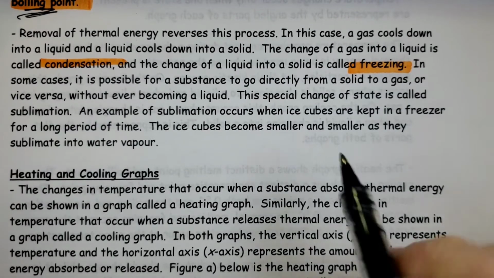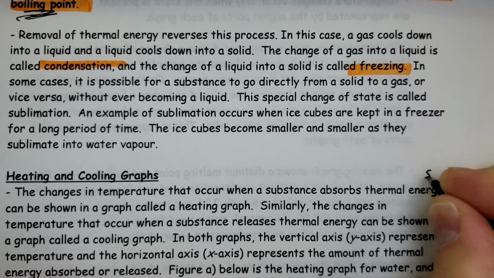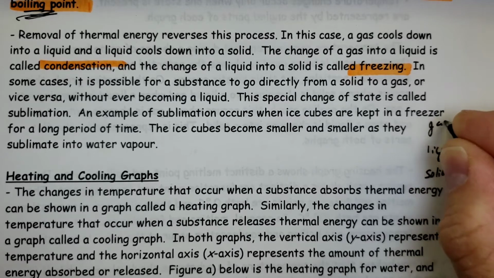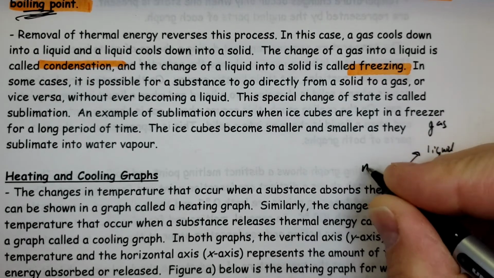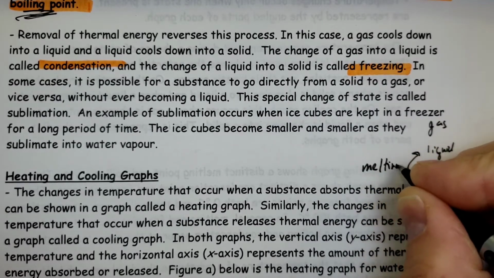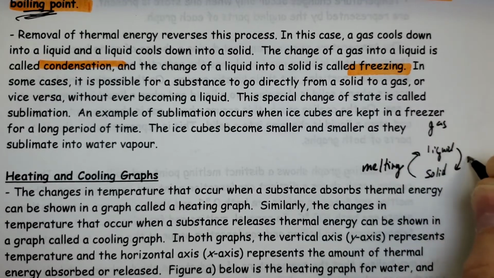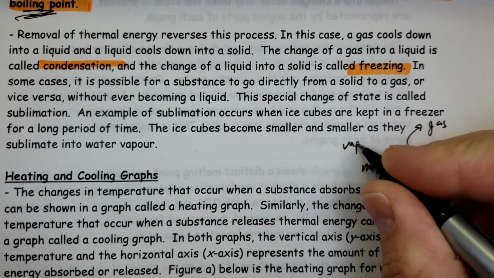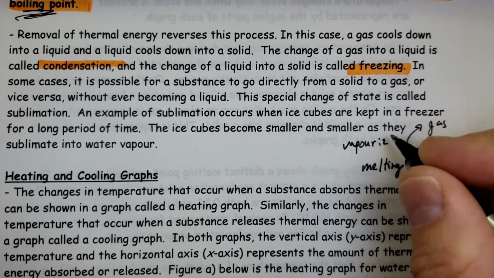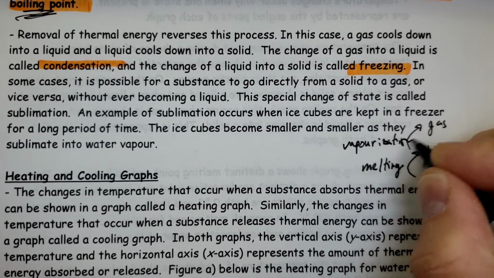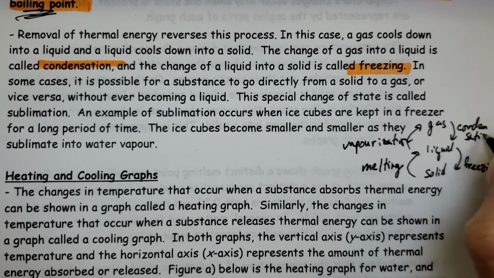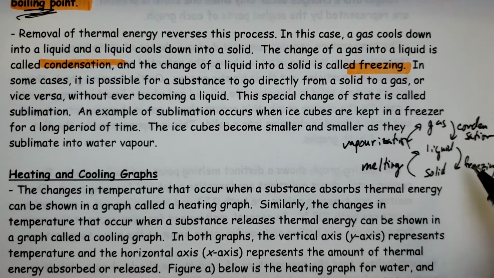Now, I think we drew this diagram before, but if you think of it: solid, liquid, gas. So melting, and then we have freezing going in this direction. Vaporization or evaporation, and then condensation. That should be one word, but it's falling off your paper there.